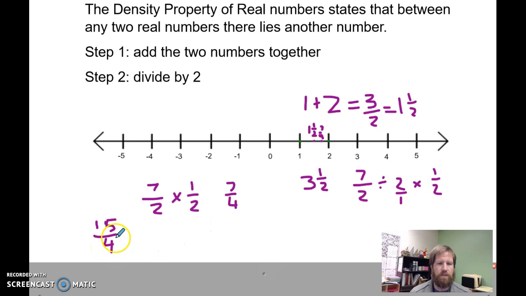And you can see that you're basically just going to keep increasing that denominator, making it larger and larger, getting closer and closer. But you can go on basically forever. There's always going to be a number between those two numbers.